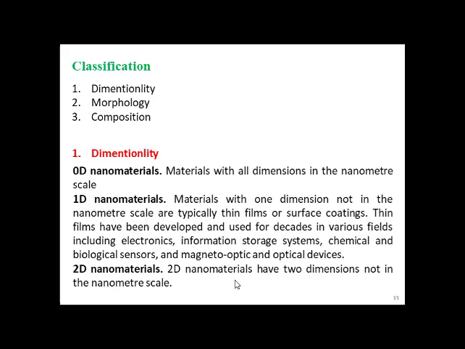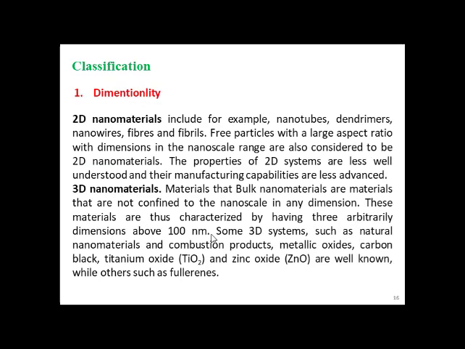Two-dimensional nanomaterials are those nanomaterials which have two dimensions not in the nanometer scale. It means the third dimension is in nanometer scale. Two-dimensional nanomaterials include nanotubes, dendrimers, nanowires, fibers, and fibrils. Three-dimensional nanomaterials are those materials which are not confined to the nanoscale in any dimension. These materials are thus characterized by having three arbitrary dimensions above 100 nanometers.